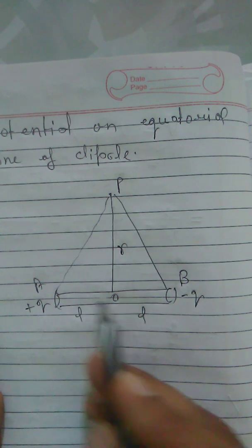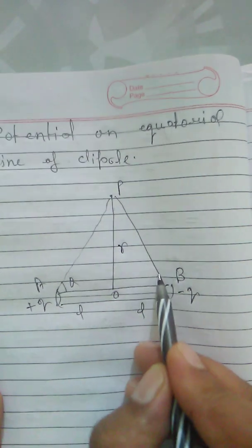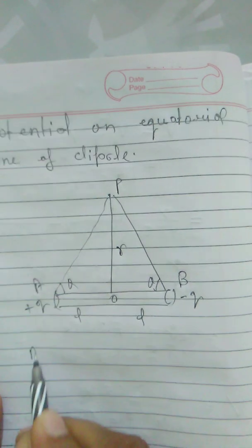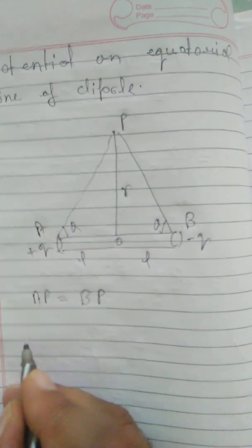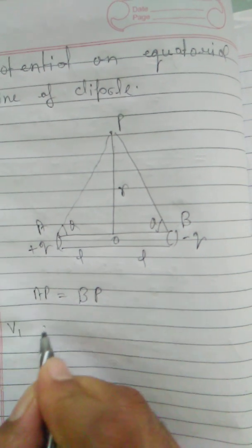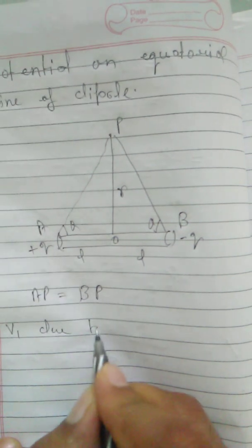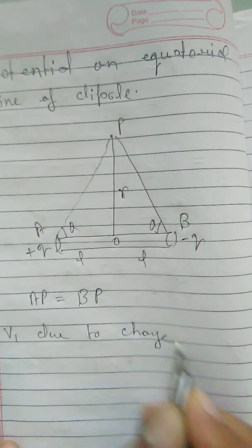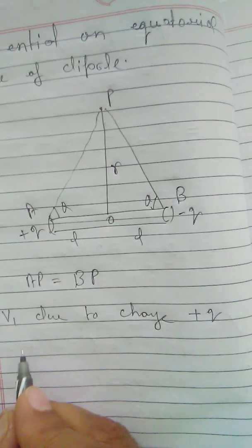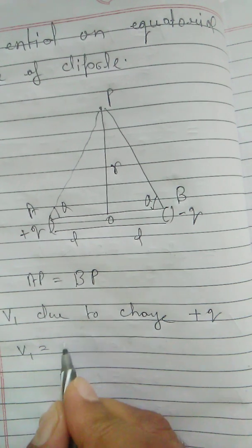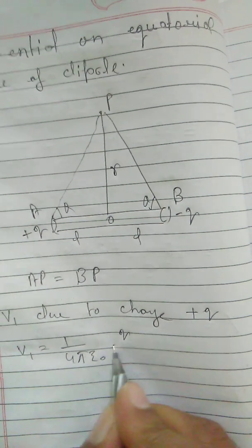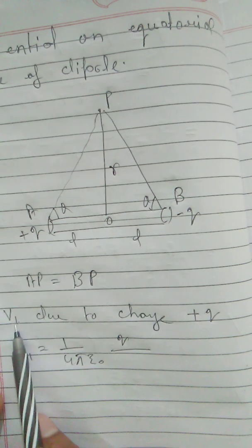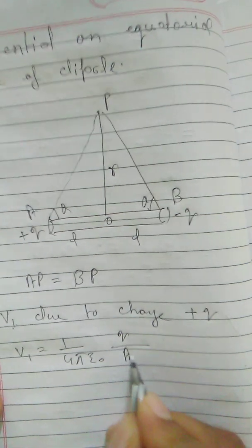So it is an isosceles triangle, which means if this angle is theta, this angle is also theta, and AP equals BP. Now let us calculate the potential. First of all, potential V1 due to charge plus q will be given by V1 equals 1 upon 4 pi epsilon 0 q upon AP, since it is due to the plus charge.